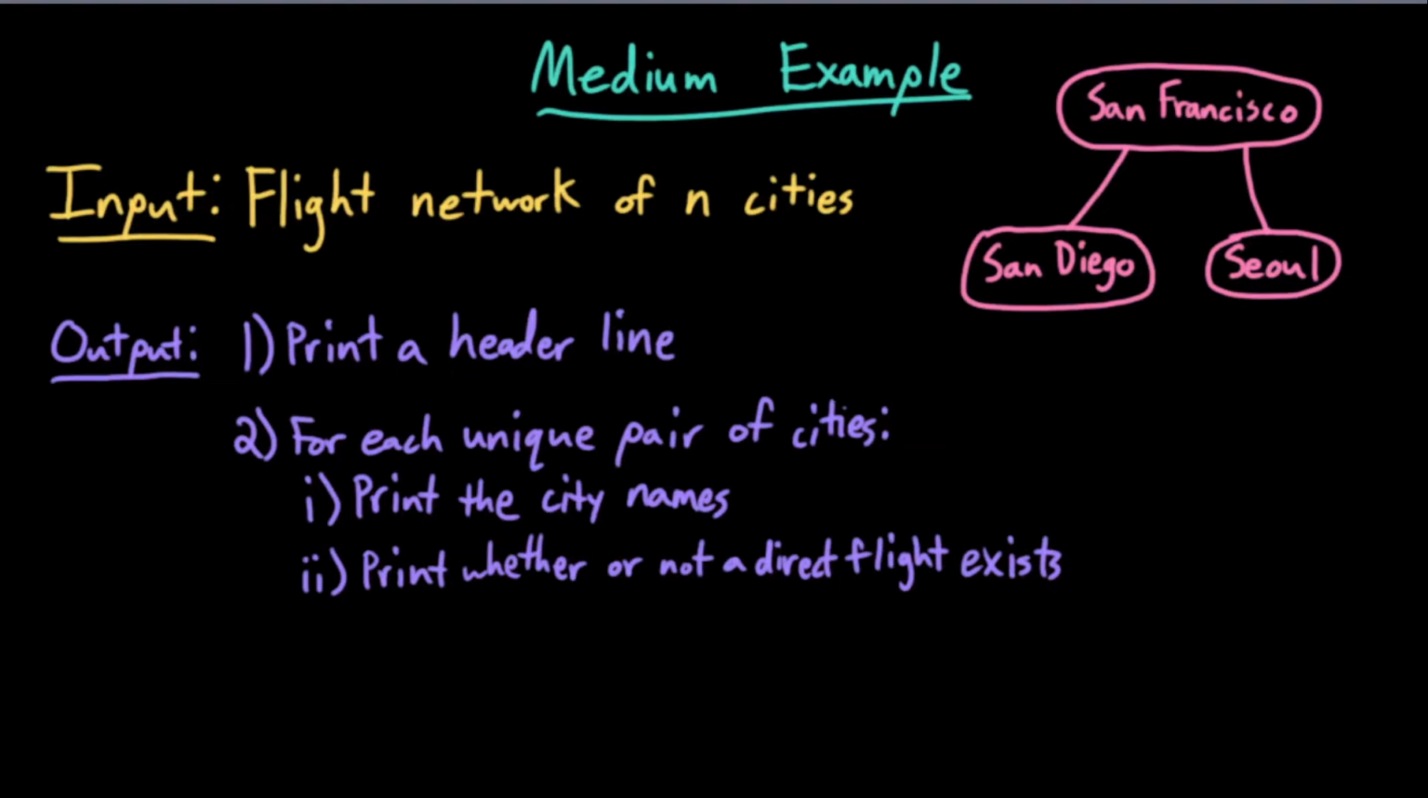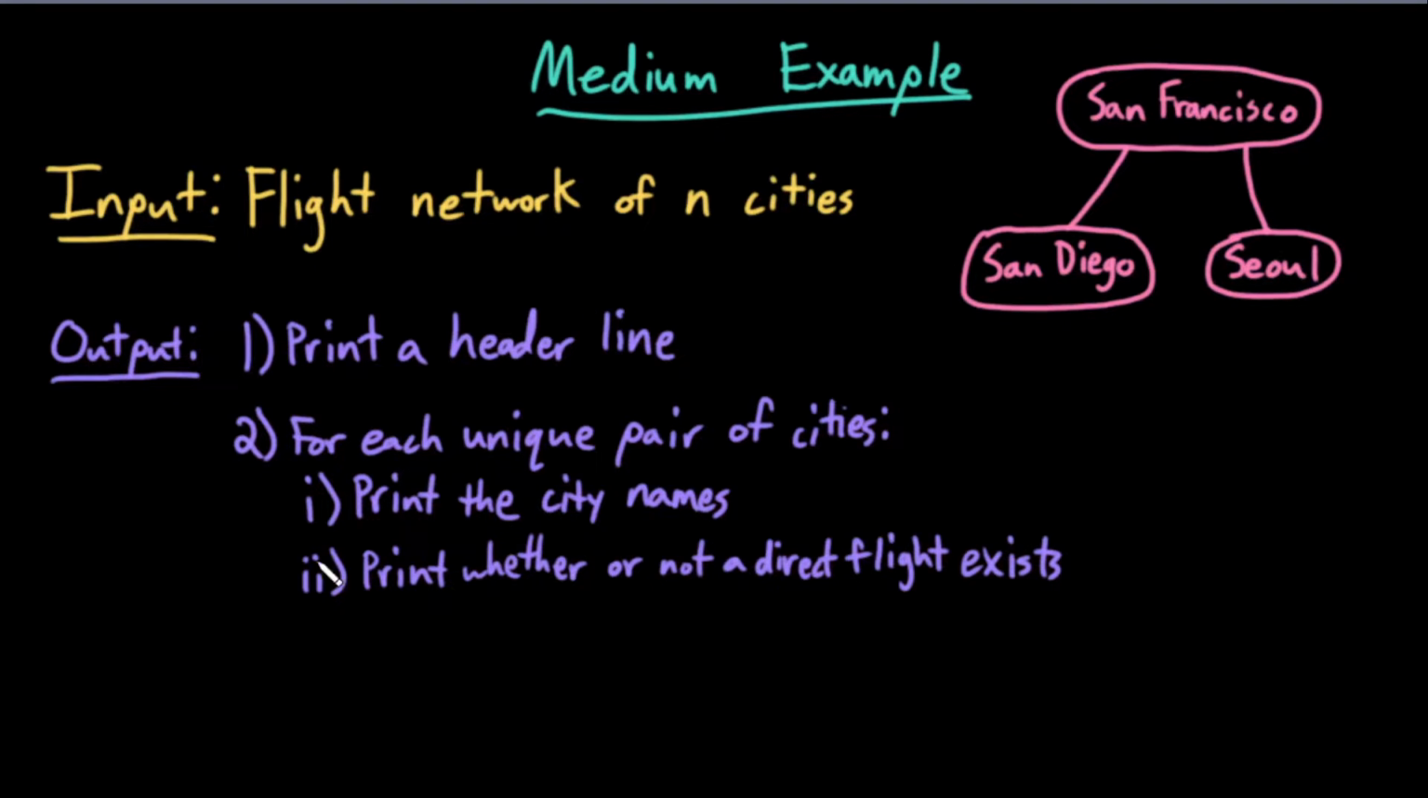Let's take a look at this example. So we have an algorithm where the input is a network of flights across n cities. So here is an example network. We have 3 cities, San Diego, San Francisco, and Seoul. And we have a direct flight between San Diego and San Francisco, a direct flight between San Francisco and Seoul, but no direct flights between San Diego and Seoul.